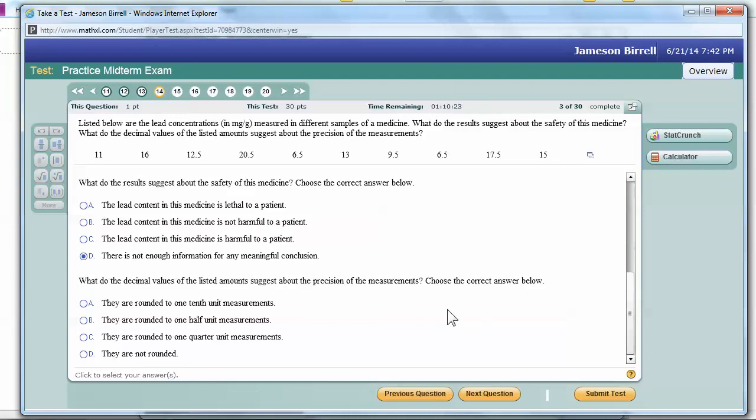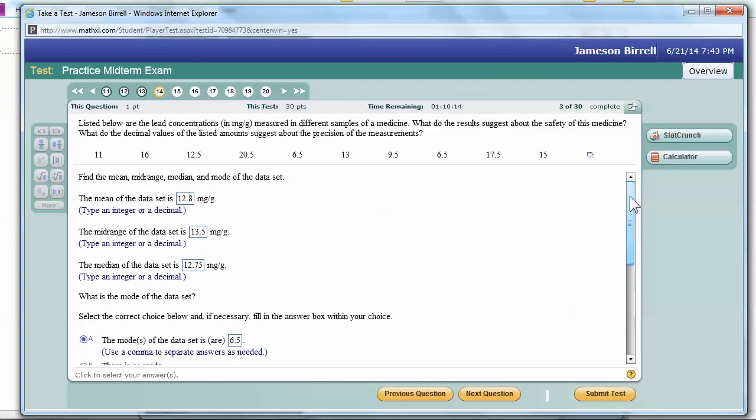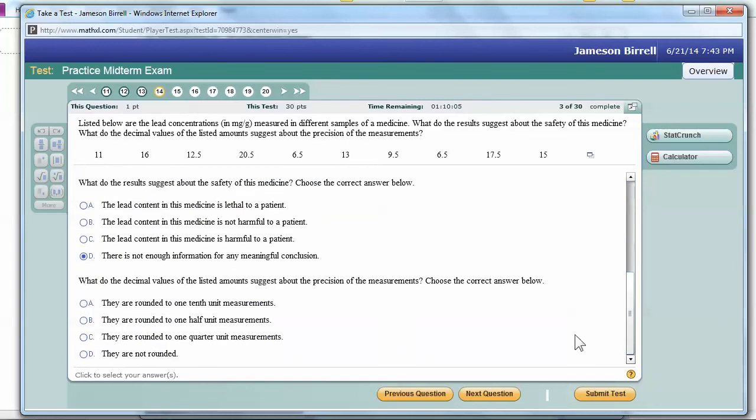So the next part, what do the decimal values and the listed amounts suggest about the precision of the measurements? Well, they seem to be coming in around the same, except for those two 6.5s. The mean, median, and mid-range, we're in a similar ballpark there. So I'd say, oh, they're not really getting at the same thing. So I think I'd go with A here. They are rounded to 1/10 measurements, and I think they weren't really measured to it, or they were, and then they were just rounded to either the half, or so yeah.